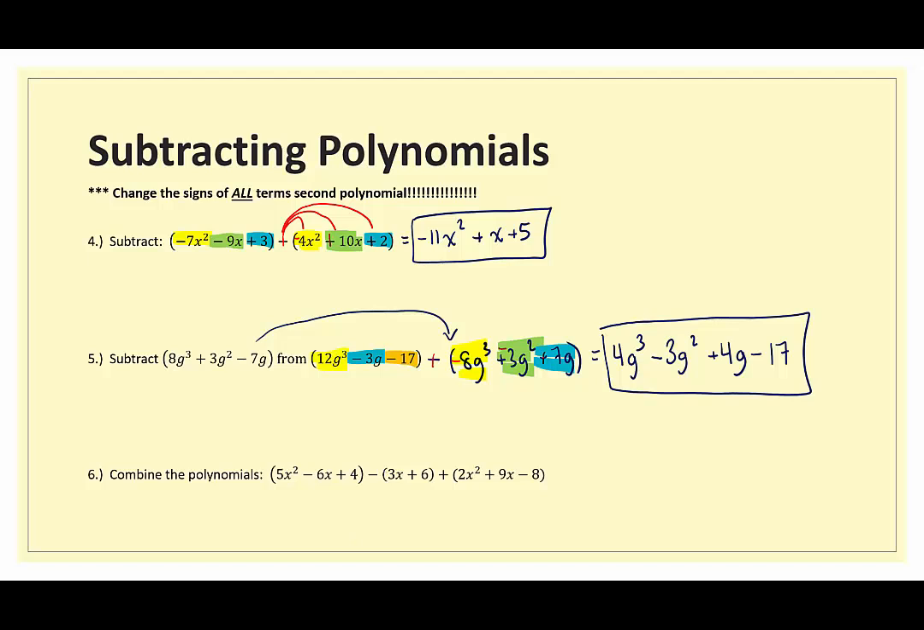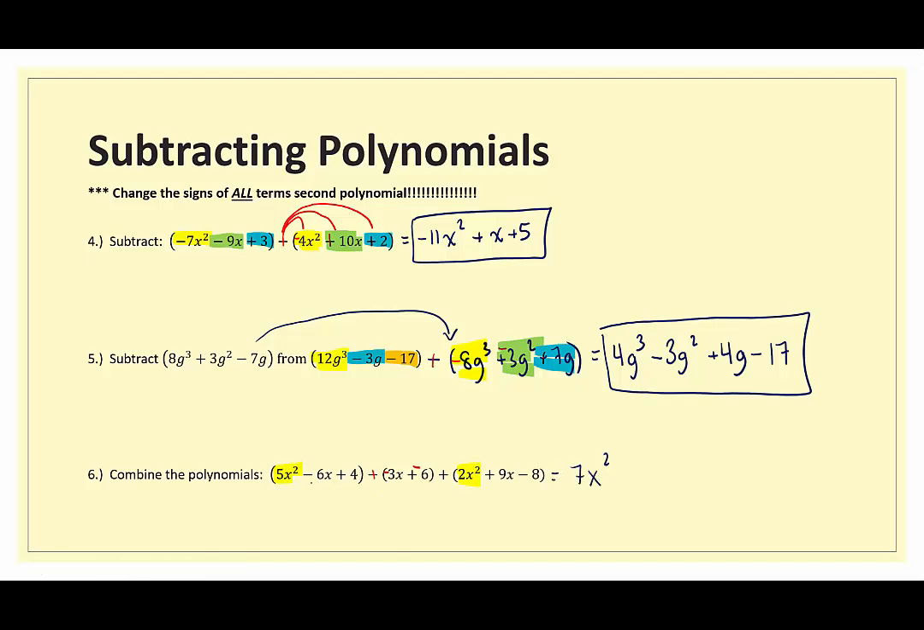This positive 3x becomes a negative. This positive 6 becomes a negative. I have fulfilled the subtraction, so I change it to addition. Next, I'm going to look for like terms. I see the largest exponent is a square. So I have 5x squared here, 2x squared here. I go to add those and I get 7x squared.